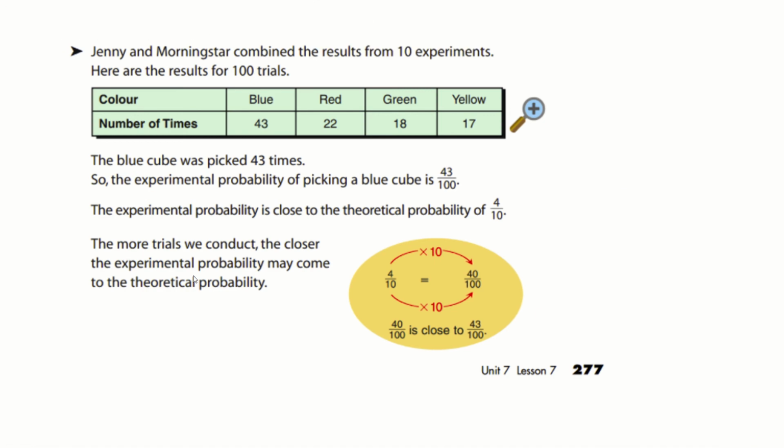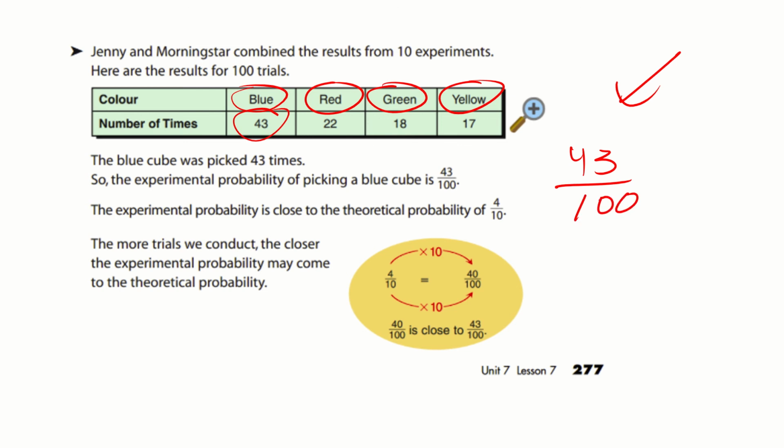So Janney and Morningstar combined the results from 10 experiments. So they did 10 different experiments. They did one, they sat down, and they wrote all the blue, red, green, yellow marbles picked. Then they did it again, and again, and again, until they did 100 trials, all right? So what you're going to see is the color here, red, green, and yellow, and then the experiment. We chose 43 blue ones out of 100 trials. So the blue cube was picked 43 times, so the experimental probability was 43 over 100.